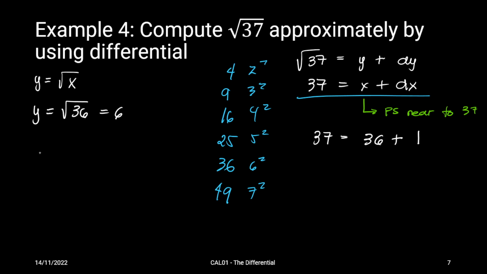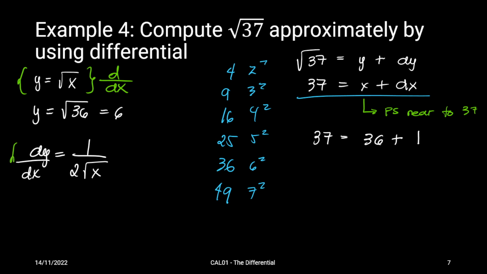So, si dy naman, no? So, we have dy. Let's get the differential, no? Let's get the derivative, then get the differential. So, we have dy over dx is equivalent to 1 over 2 square root of x. Di ba? Yun ang derivative natin. So, multiplying both sides by dx, we'll have dy is equal to dx over 2 square root of x. We already have the value of x. We have the value of dx, right? So we can substitute them.